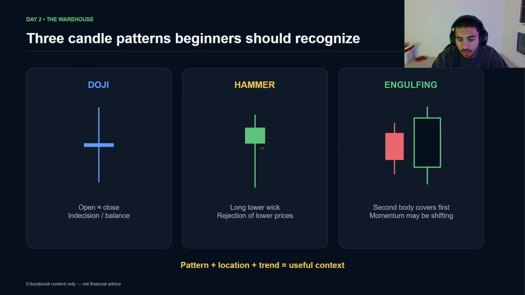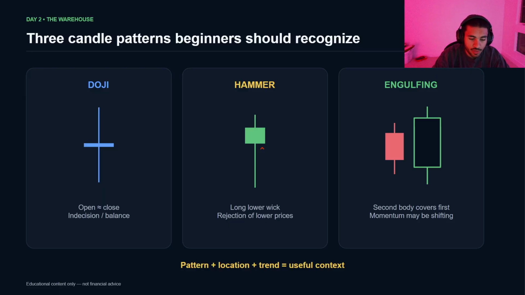Engulfing: second body covers first, momentum maybe shifting. It's basically just a shift in order flow, I would say. Let's say we have a small red candle. This is a perfect example: small red candle, and then the next candle is green, and we completely close above it, right? It's genuinely engulfing the whole candle. It's way larger than the other candle. This could be the start of a shift in order flow.